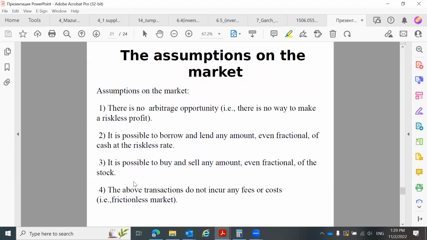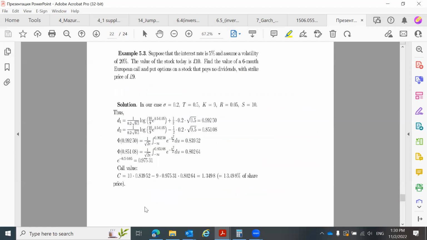There are also assumptions on the market. There is no arbitrage opportunity, so it means there is no way to make a riskless profit. The second, it is possible to borrow and lend any amount, even fractional, of cash at the riskless rate. The next, it's possible to buy and sell any amount, even fractional. And the next, the above transactions do not incur any fees or costs. So we have a frictionless market.